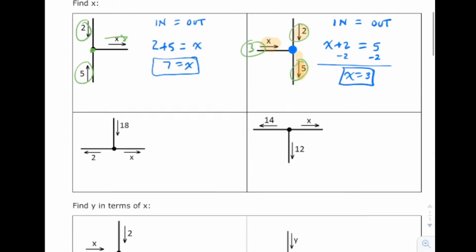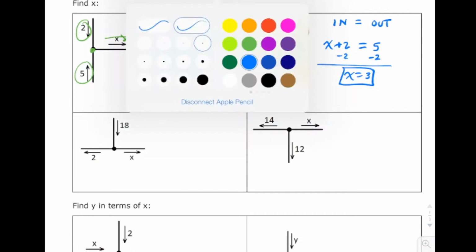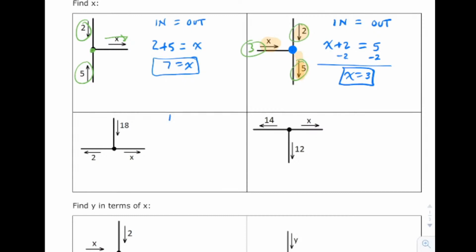Let's come down to this one. What's X? See if you can figure it out just by looking at it or maybe even writing out the equation. I'm going to write out the equation just because. And I'm not going to keep writing "in equals out." You know what I'm doing. I'm saying in equals out.